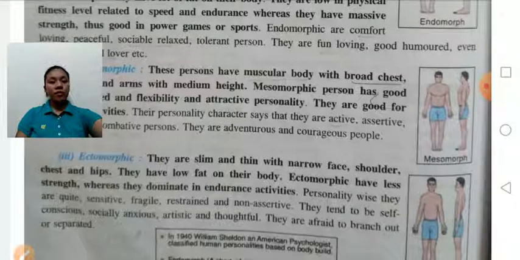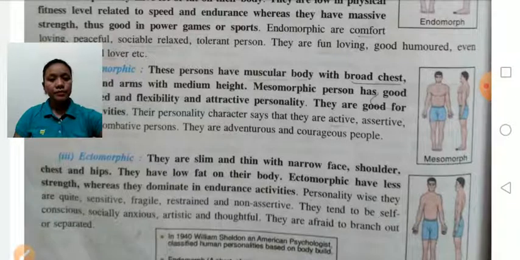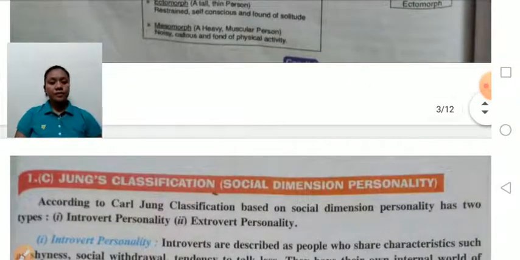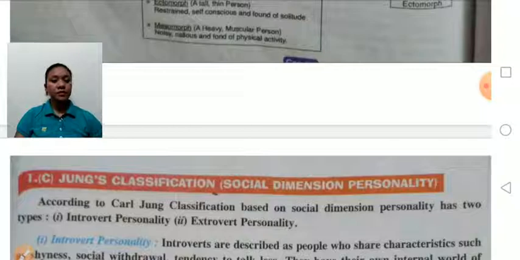These are the types of personality according to W.H. Sheldon: endomorphic, fatty people; mesomorphic, fit and healthy people; and ectomorphic, lean and thin people. Next is Jung's classification of personality, social dimension personality. According to Carl Jung's classification based on social dimension, Carl Jung classified personality according to social attitudes. It has two types of personality: introvert personality and extrovert personality.